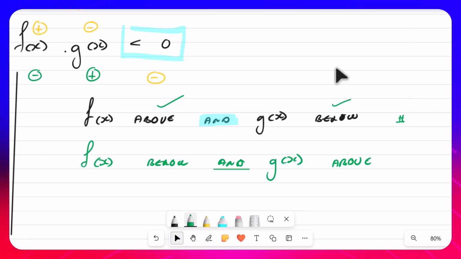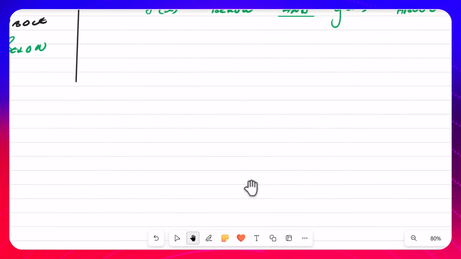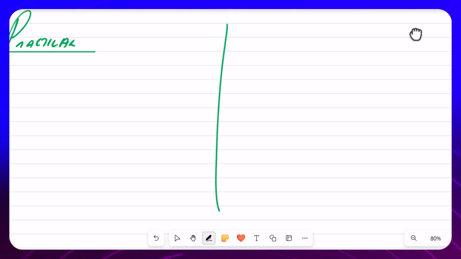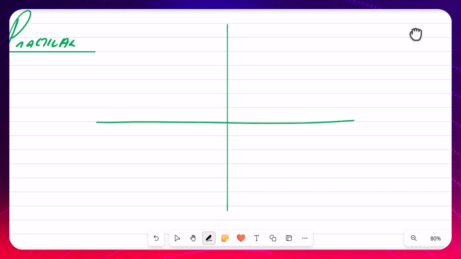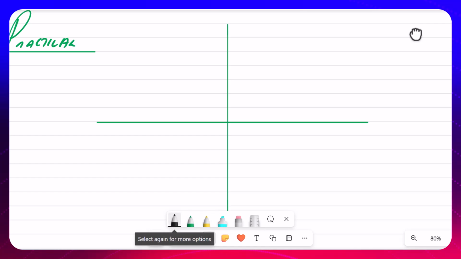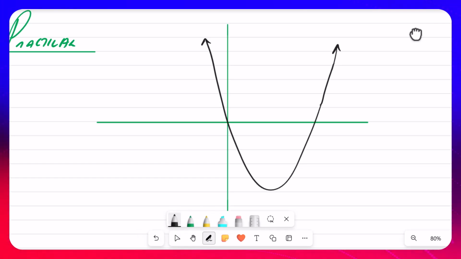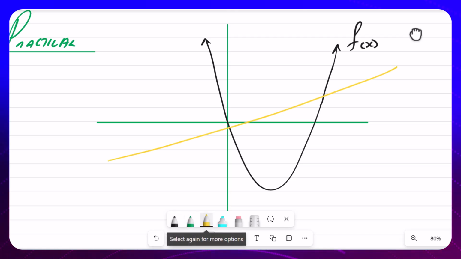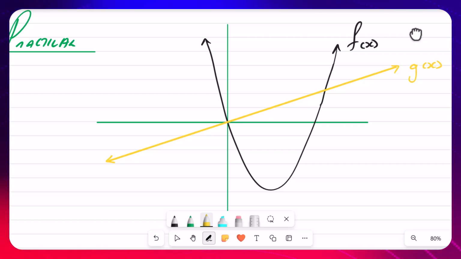Okay, there we go. With that being said, let's move on. I am going to pick a practical example for this. Let's do something that looks like this. I'm going to take a Cartesian plane. On the Cartesian plane, let's make the parabola positive, and let's call the parabola f of x. Then we are also going to take a straight line graph, and let's call that g of x.